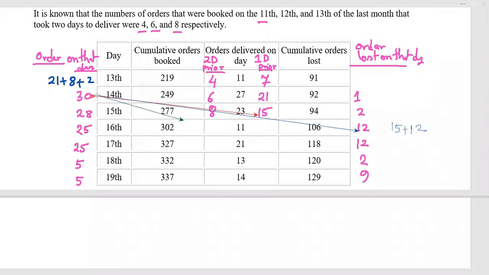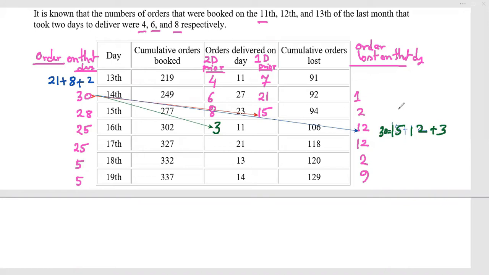So from here, we will calculate this, which would be 3 more orders. So 3 would be here. How did we get this 3? That is important. 30 would be equal to 15, which is next day order delivered, 12, which is lost, and another 3, pending.